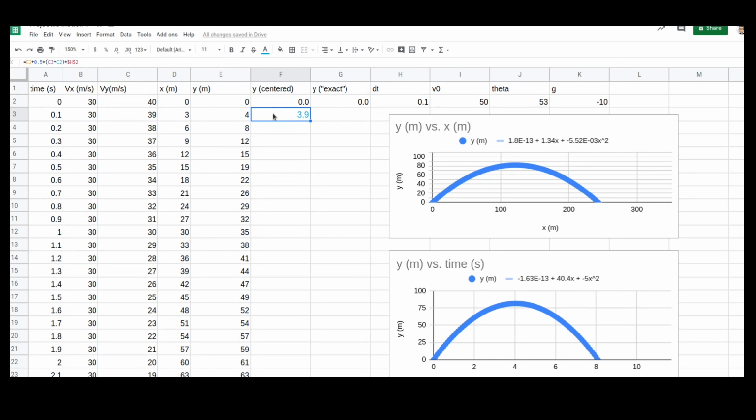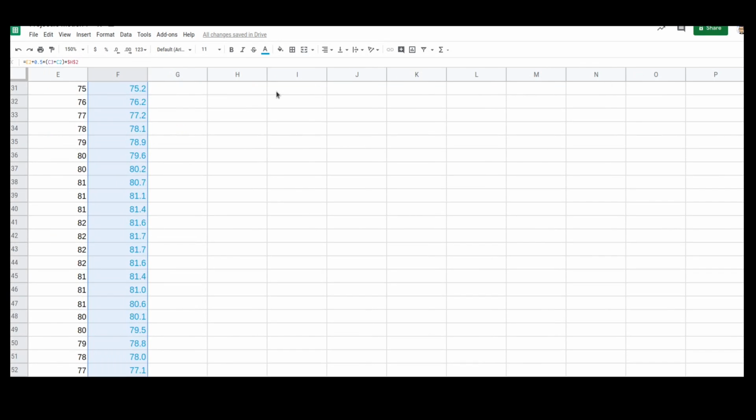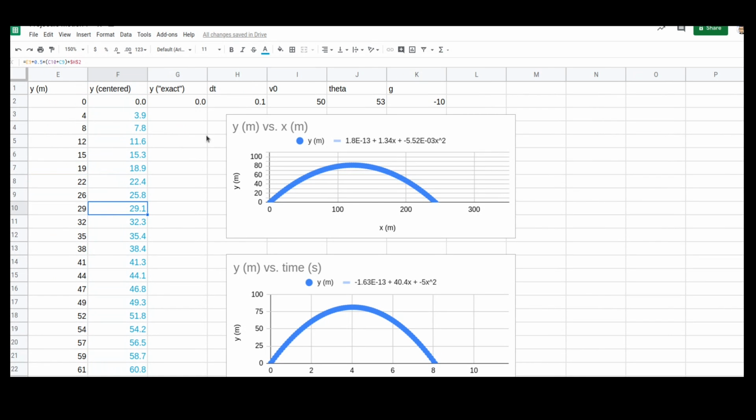I notice I have a similar result to last time, although I have one more digit that I'm keeping. Let's apply this formula and come back up. So I see slight corrections here, pretty similar. Let's see what happens if we make our time step bigger. Let's take it back to a whole second.